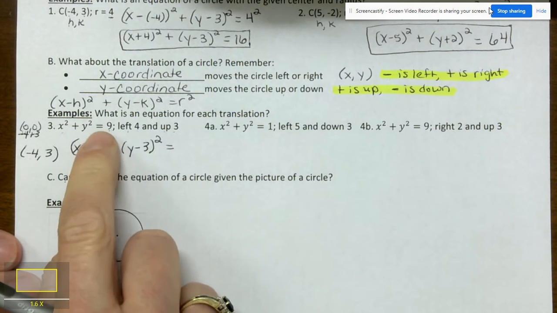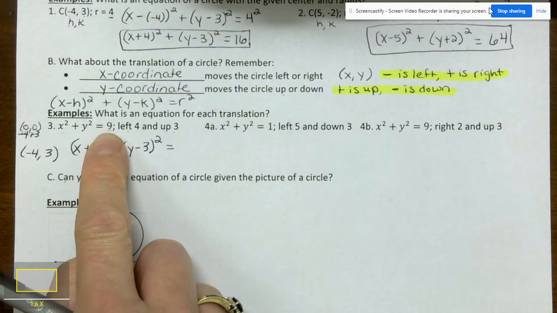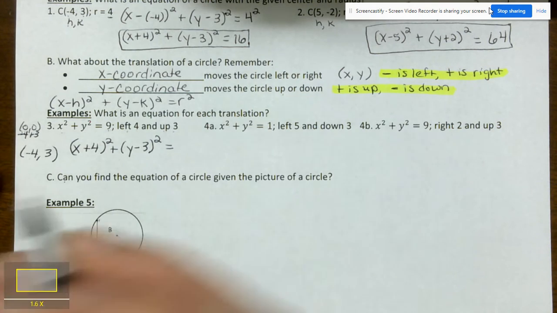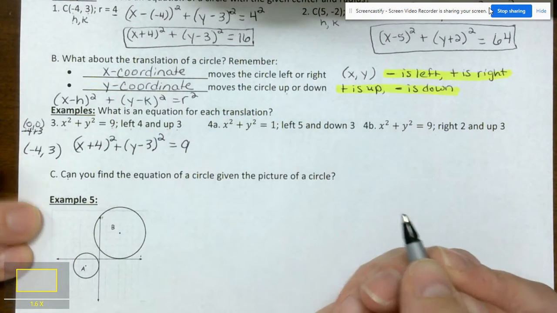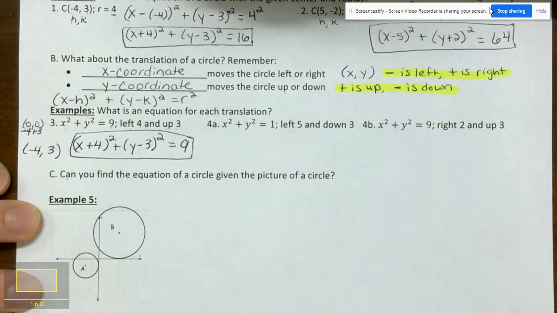equals, and whatever your equation is equal to here, your radius is not going to change. All you're doing is moving a circle left, right, up, and down. So you're not shrinking it, you're not enlarging it, you're just moving it. So your radius is going to stay the same. So that's still going to be 9. And this would be your final answer for that one.